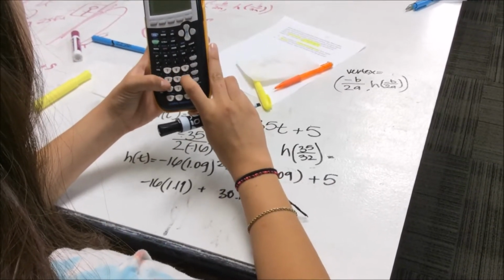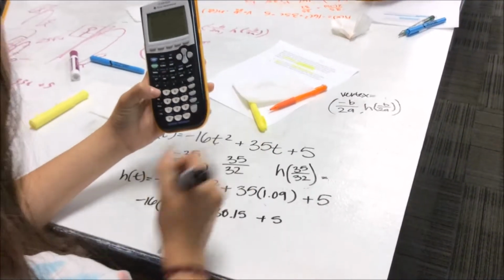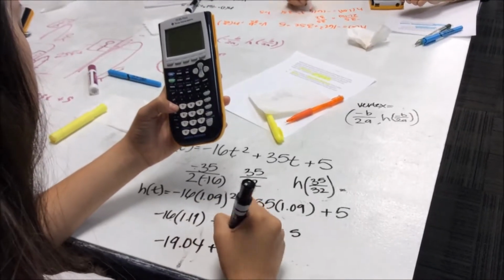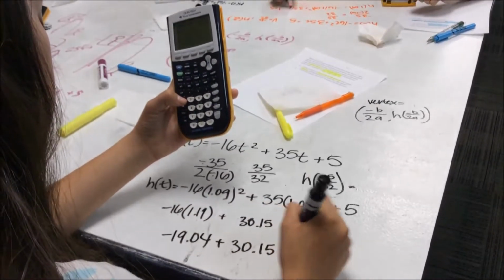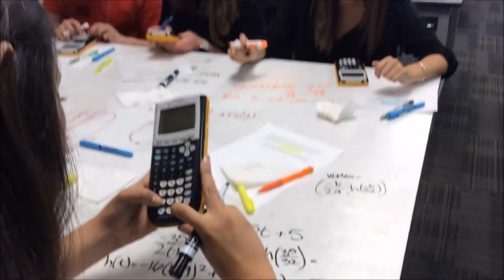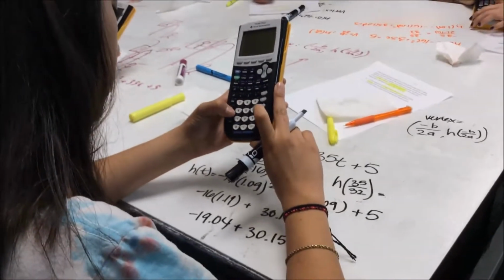Now that we have this tool in front of us, what's something else that we could do to check this without actually computing the vertex? Since we have a graphing calculator. Oh, now we could graph it. You could graph it. So if you're already done with your computation, why don't you go ahead and graph the function.